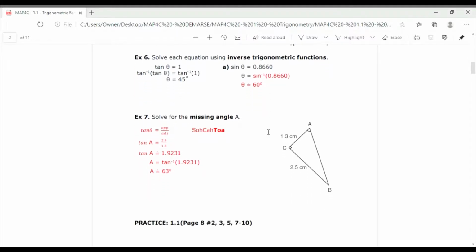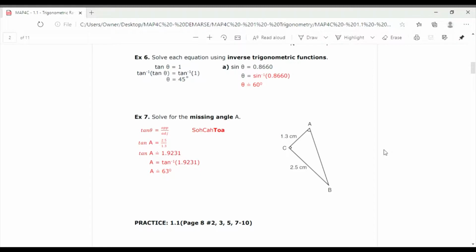A final example is example 7. Solve for the missing angle A. I have a triangle that's been rotated a little bit. It's a little bit harder to see where my opposite, adjacent, and hypotenuse sides are. Well, the hypotenuse is always the longest side. That would be the side connecting A and B, or just side lowercase c.